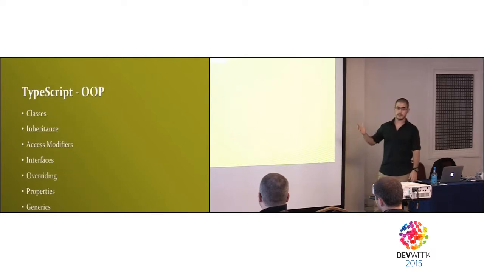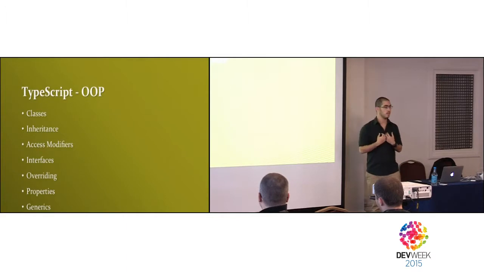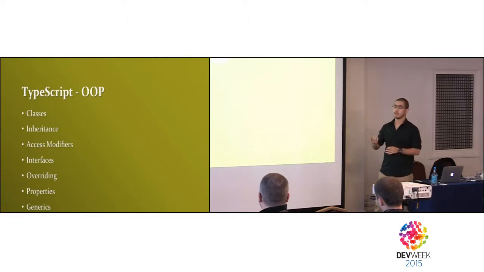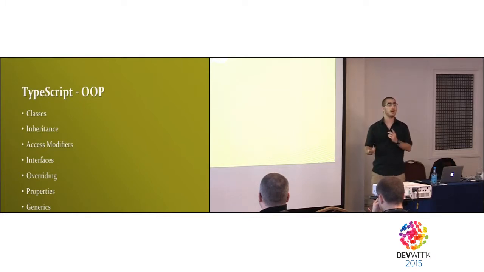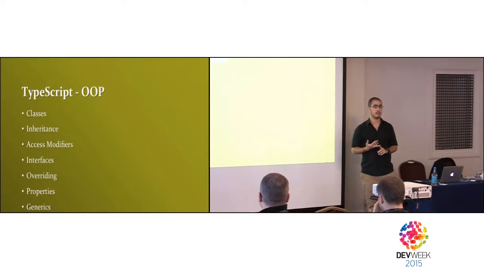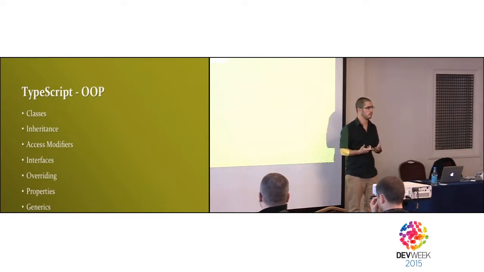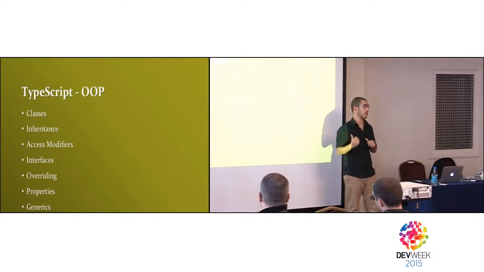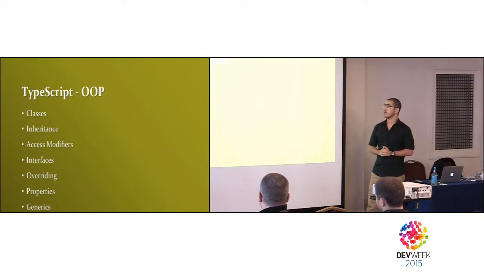So this is a list of what I think I need to have in order to have a good object-oriented solution. So of course I need a class, I need an interface and inheritance. I will need some access modifiers. I will need public and private because without them I'm a bit in a problem. Actually, TypeScript already added protected, so we can use it, which is kind of new.